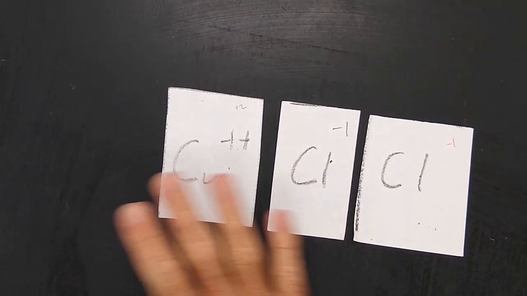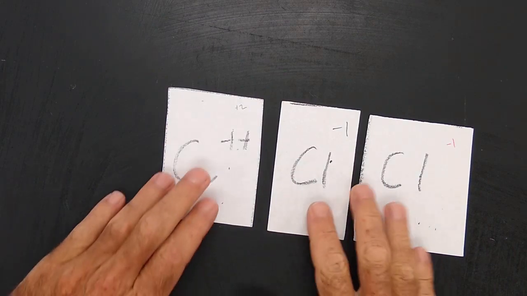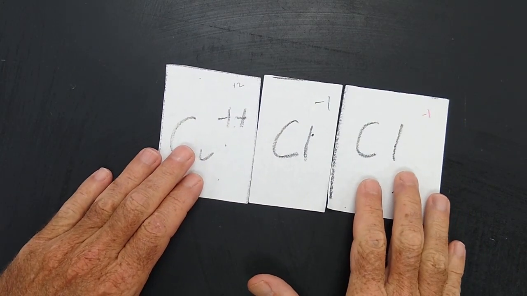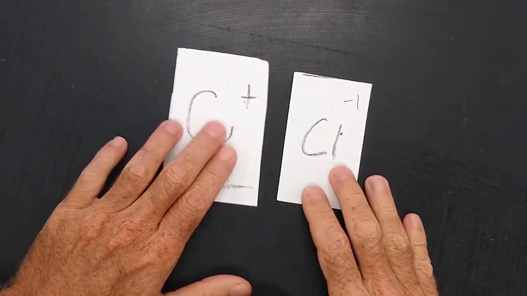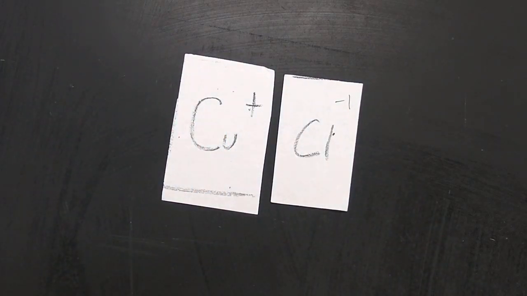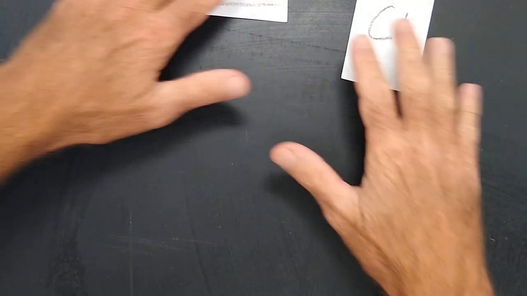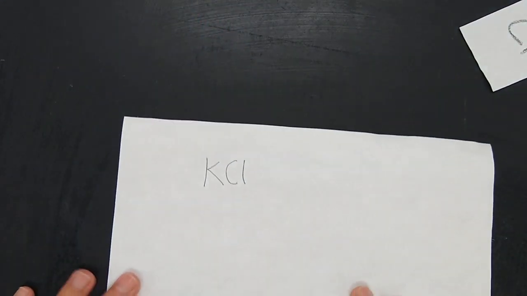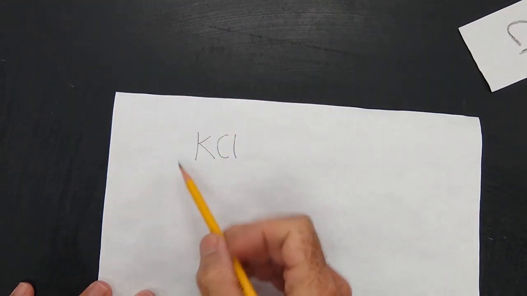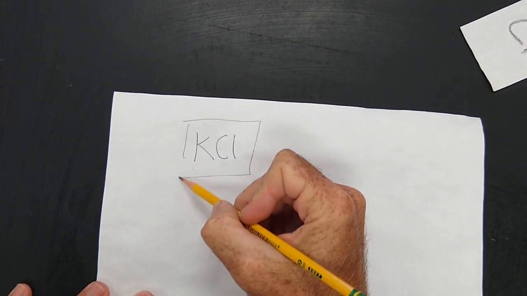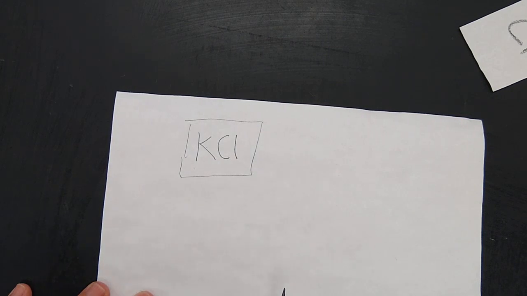All the cards, or all the atoms, have to be equal to 0. So the formula for copper 2 chloride is CuCl2. The formula for copper 1 chloride is CuCl. So we could now take a look back. This is potassium chloride. Potassium's always +1, so that's the only possible formula ever for potassium chloride, right?